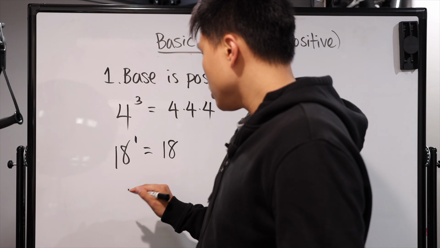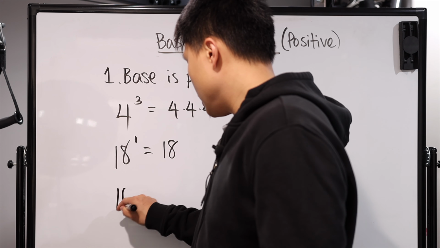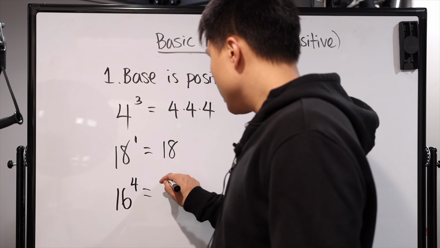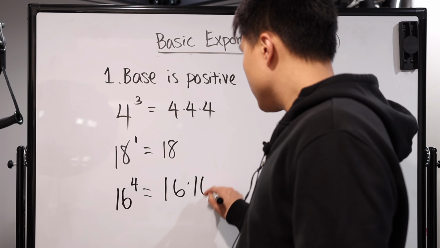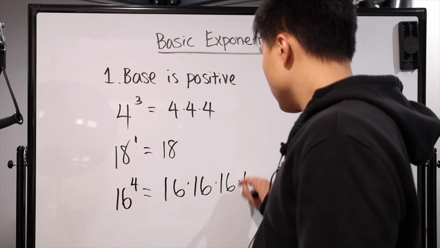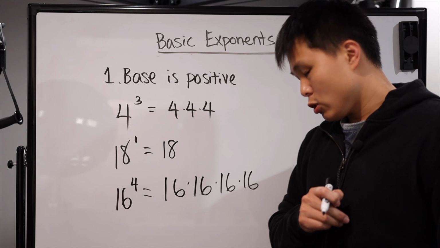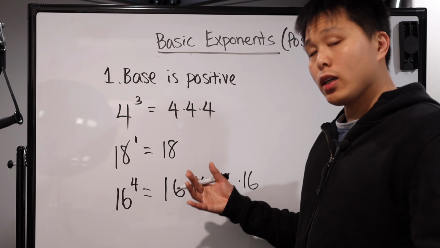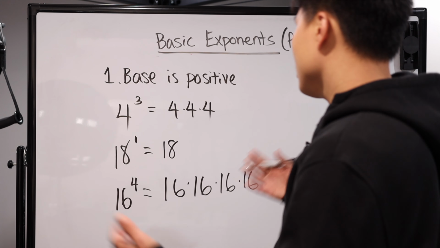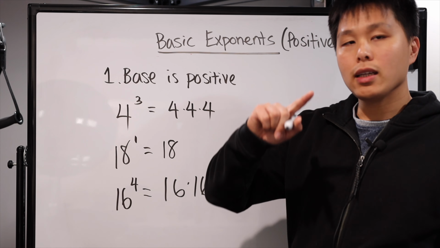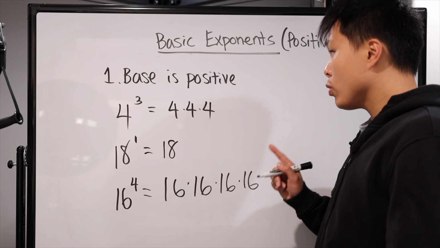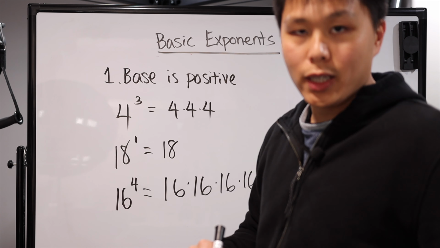Outside of that, any number you want. For example, 16 to the 4th power is just 16 times itself 4 times. No shortcuts, crank it out, and if you're lucky to use a calculator or computer, it's a lot easier. That is the first case and probably one of the most common cases you'll ever encounter.